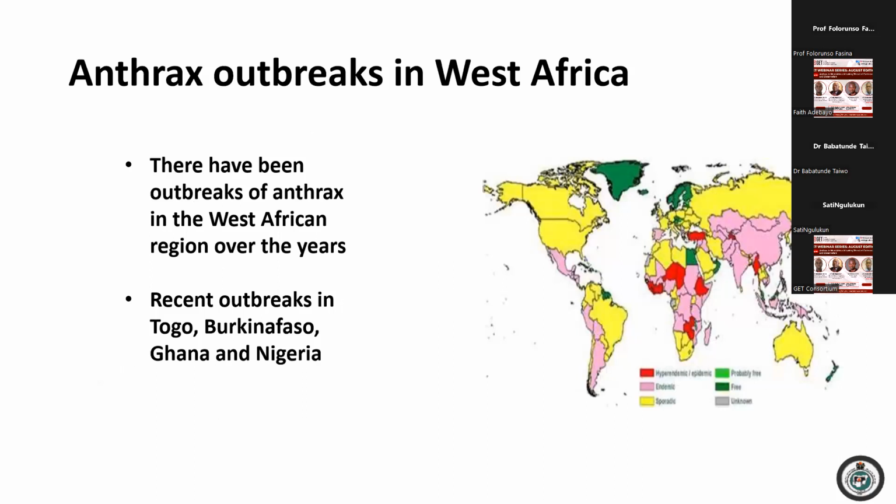So in West Africa, there have been outbreaks of anthrax in many West African countries. In fact, West Africa is said to be an anthrax belt, and the recent outbreaks in the West African region testify to that. Recently in Togo, Burkina Faso, Ghana, and Nigeria, there has been an outbreak of anthrax. As you can see, these red areas are referred to as epidemic areas. So in the West African region, you can see that a lot of countries have had outbreaks of anthrax.